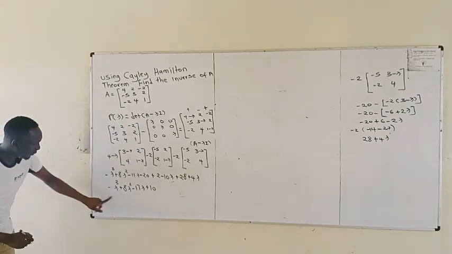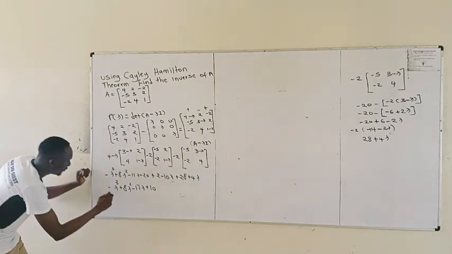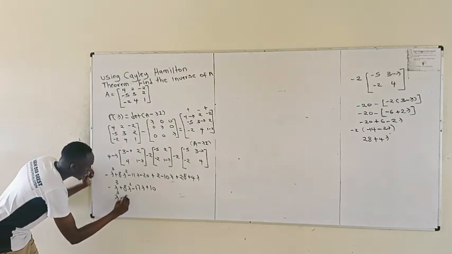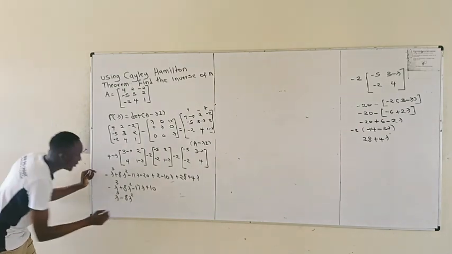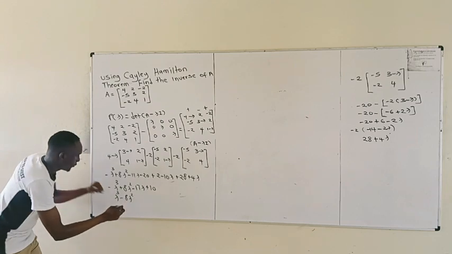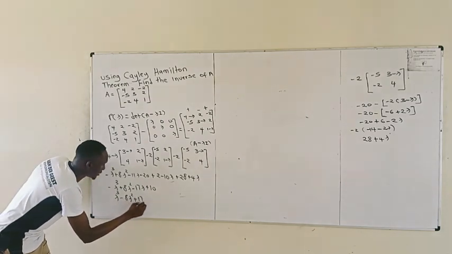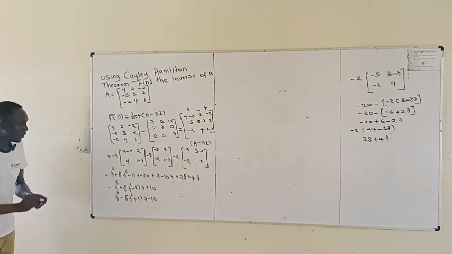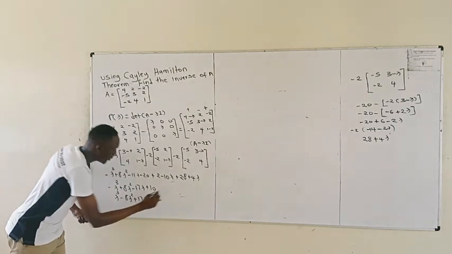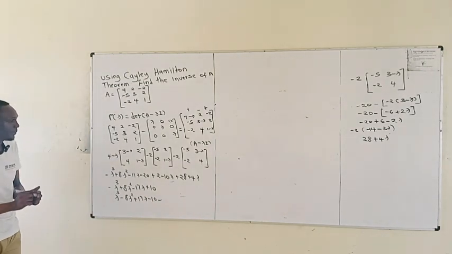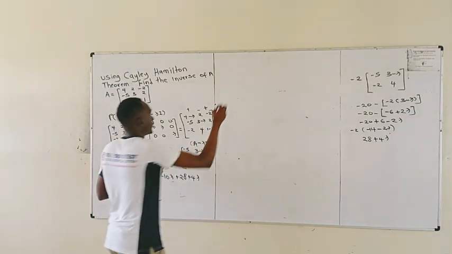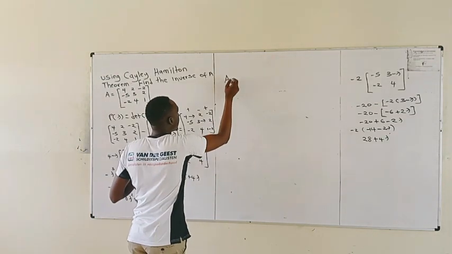Let's multiply all across by negative. We'll have lambda power 3 minus 8 lambda squared, plus 17 lambda minus 10. Now, this is our characteristic polynomial. The next step is to substitute lambda with A to verify the Cayley-Hamilton theorem.